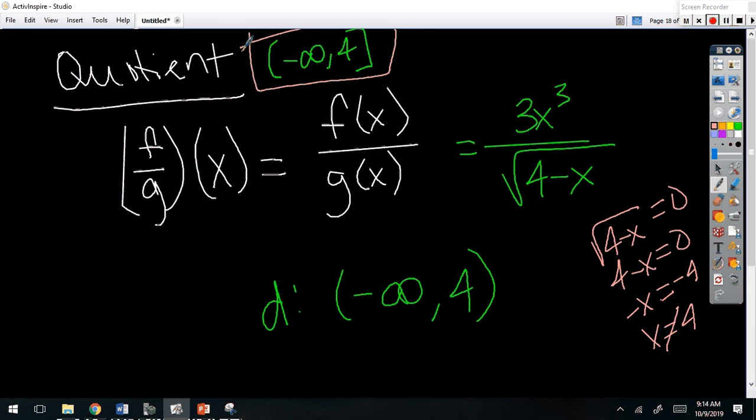If the equation was flipped and it was the square root of 4 minus x over 3x cubed, then the domain would remain the same, negative infinity to 4, the bracket. Because it's still what they share. It's the domains they share, but then you also have to take into account, since I'm dividing, is there any value that's going to cause the denominator to be 0? And if there is, that's got to be taken out.